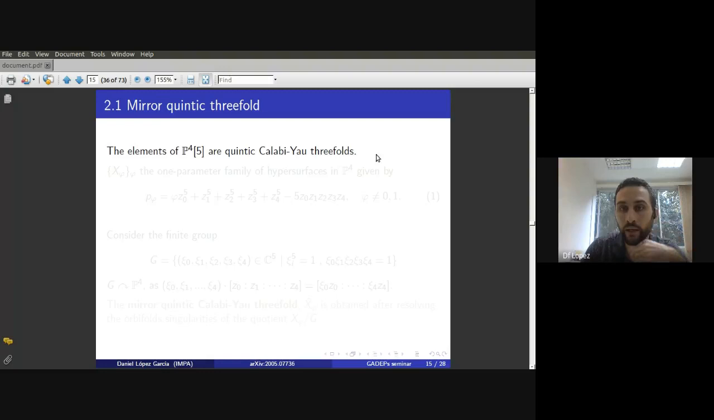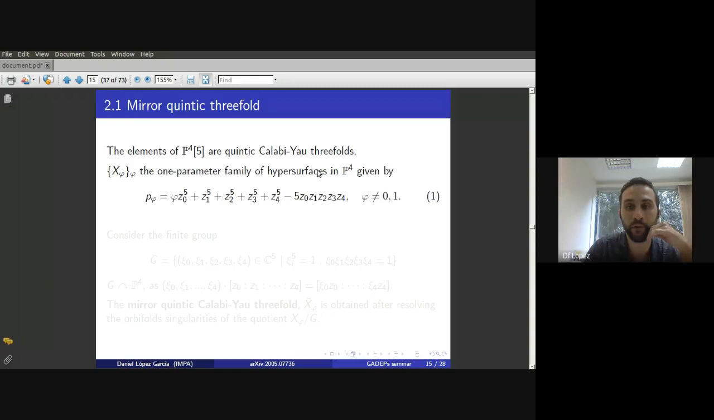So I want to define the mirror of this family. We consider this one parameter family of hypersurfaces in P^4 times phi, with phi different from 0 and 1. These hypersurfaces are smooth, and they are given by this polynomial here, the Dwork family. And this phi is the parameter in P^1. And again, for phi different from 0 and 1, this is smooth.